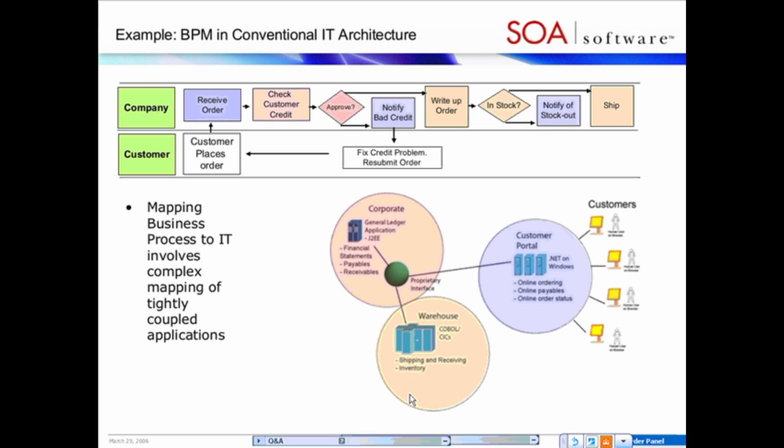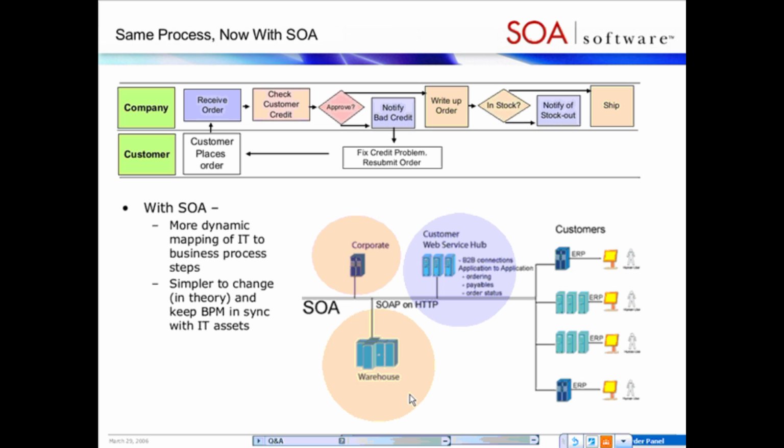So let's say the company makes a move towards SOA, and you then have a situation that looks like this. You have the corporate system exposed as a web service and consuming web services. You have the warehouse system exposed as a web service and consuming web services. And the customer portal is now a web service hub of some kind that provides direct B2B connections to the ERP systems of each respective customer. This is where a lot of large companies are going. They want to build in these direct connections to their customers, and it's a great idea. Now you get potentially, as we've discussed, more dynamic mapping of IT to business process steps in the system, and because we're on SOA, it's easier to keep things synchronized and simpler to change.